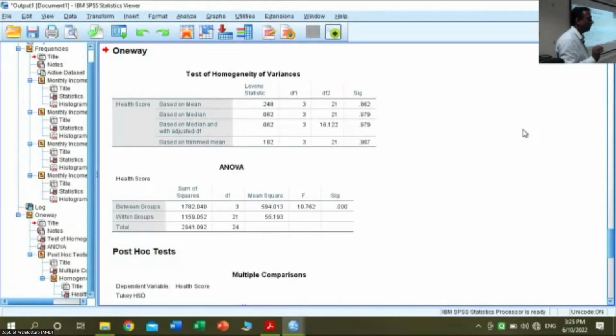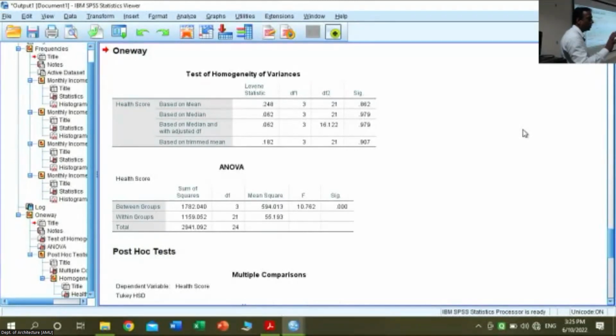The rule is that if the significant value, that is the p-value, is less than or equal to alpha, then reject H naught. And obviously, when p is greater than alpha, H naught will be accepted. So H naught will be rejected. That means at least one of the means differs from the others.